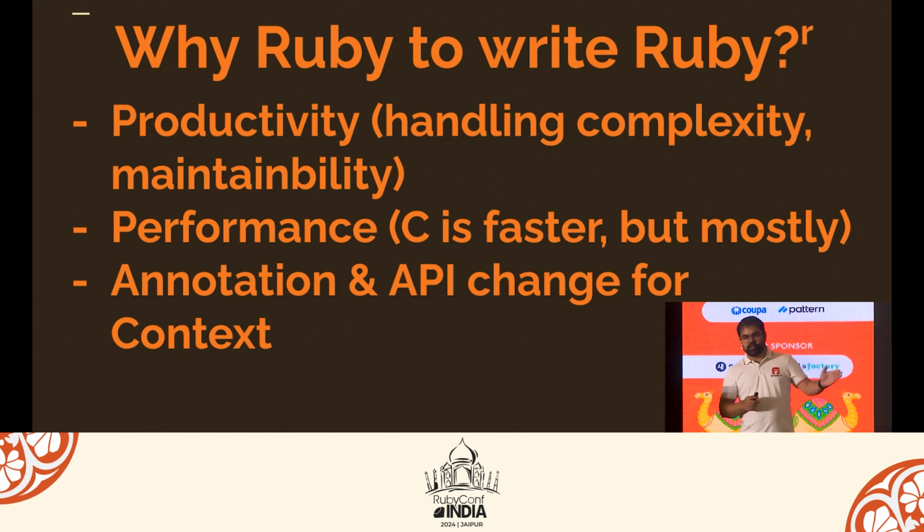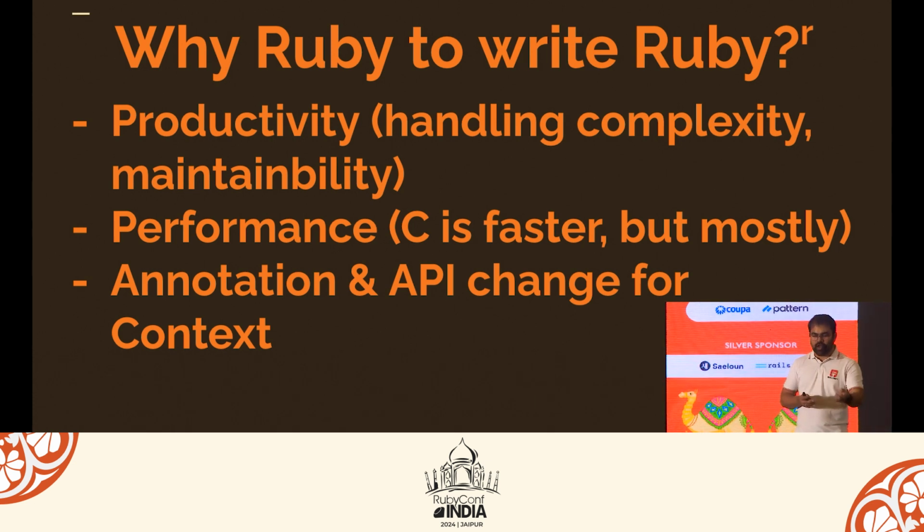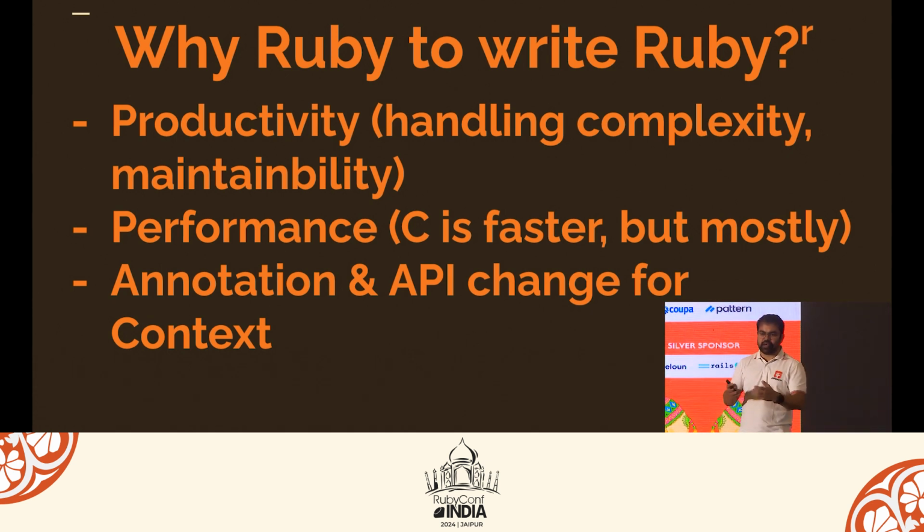Now, why Ruby to write Ruby? As we were seeing over the years, the percentage of Ruby code in the Ruby source code itself is growing, while C is going down. And the reason for that is productivity, handling complexity and maintainability, right? Ruby is, as we all know, very easy to handle, easy to read, easy to understand, easy to maintain. And if the complexity is higher, you have multiple options to represent that complexity in the object-oriented space much better, which is much harder to do in C.